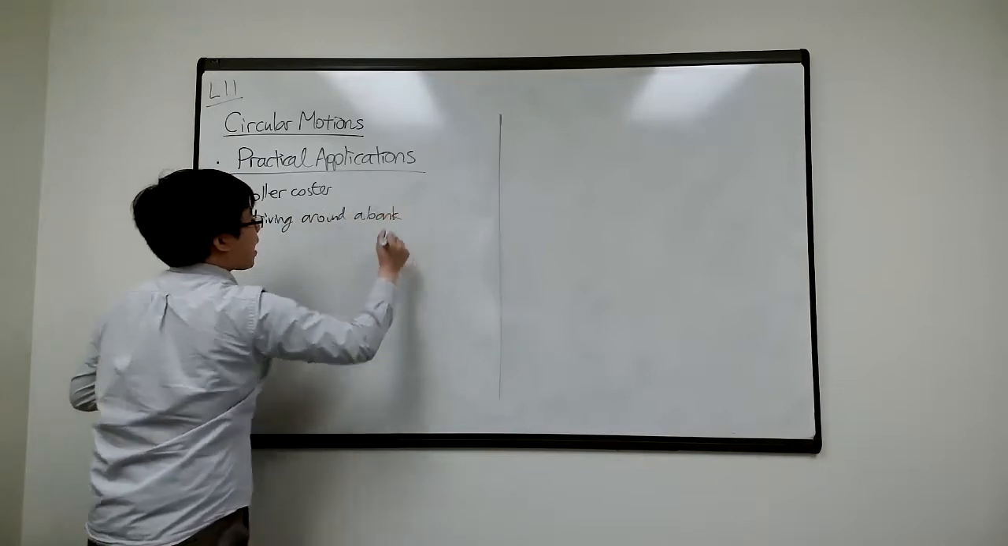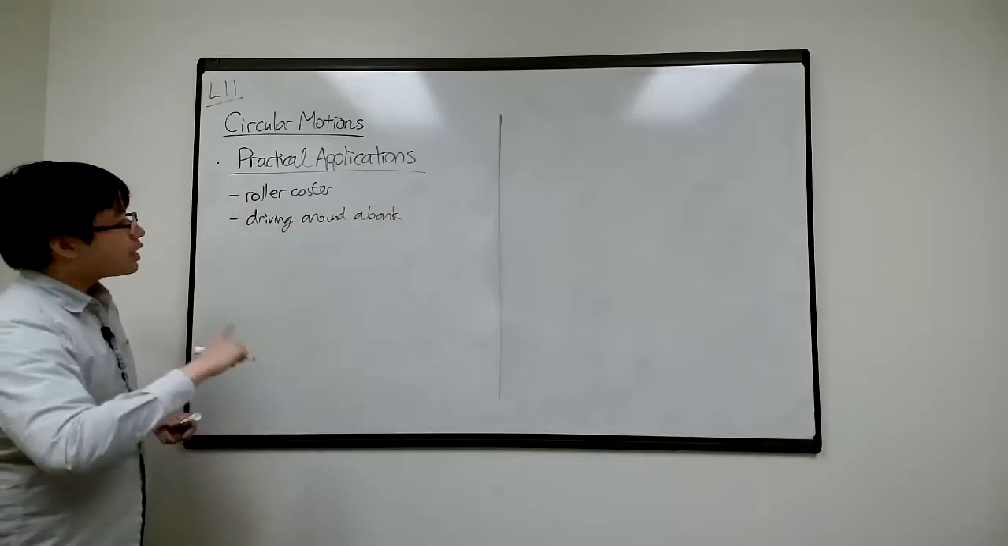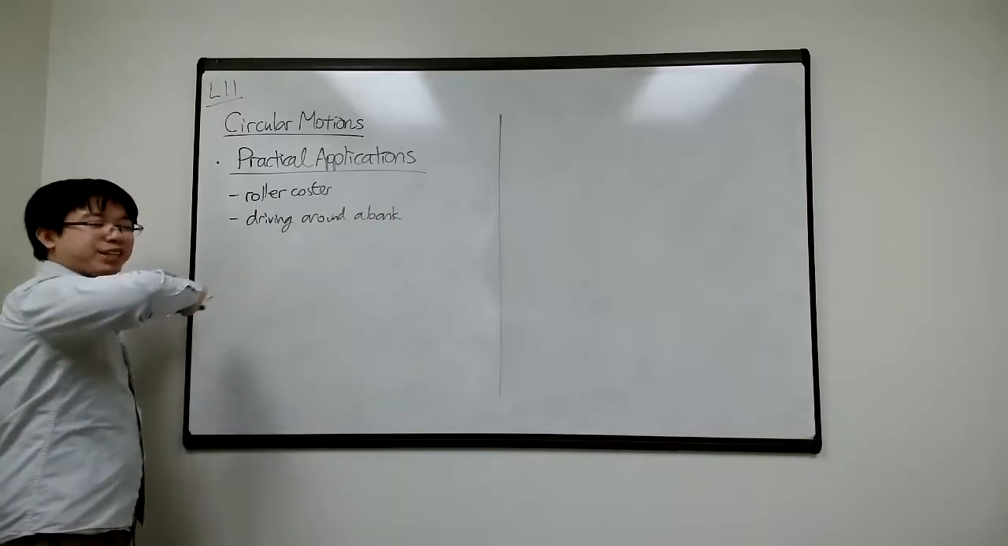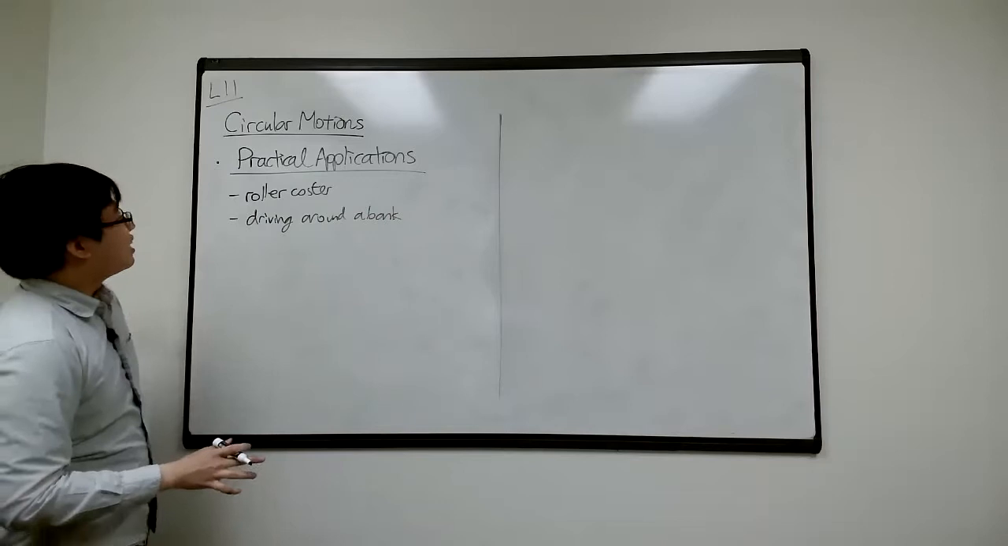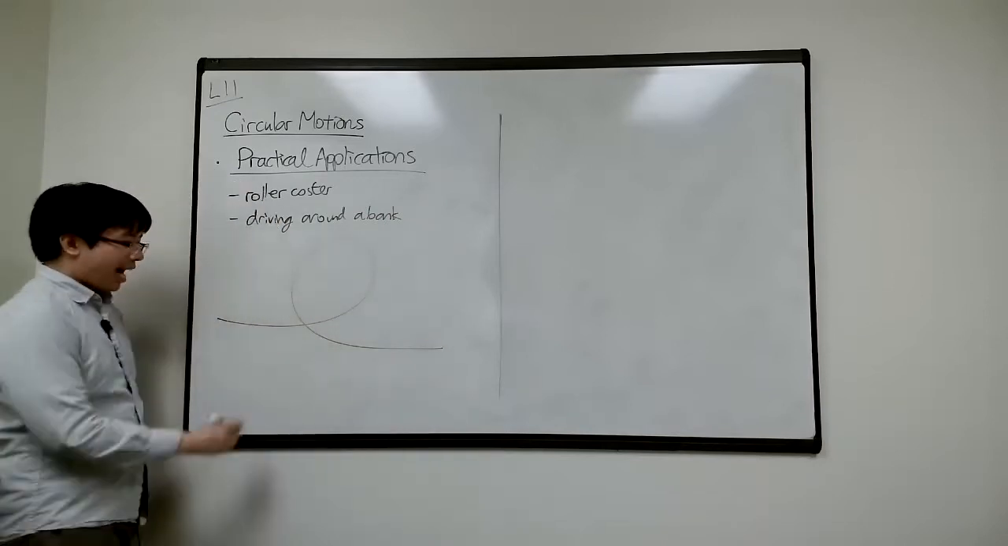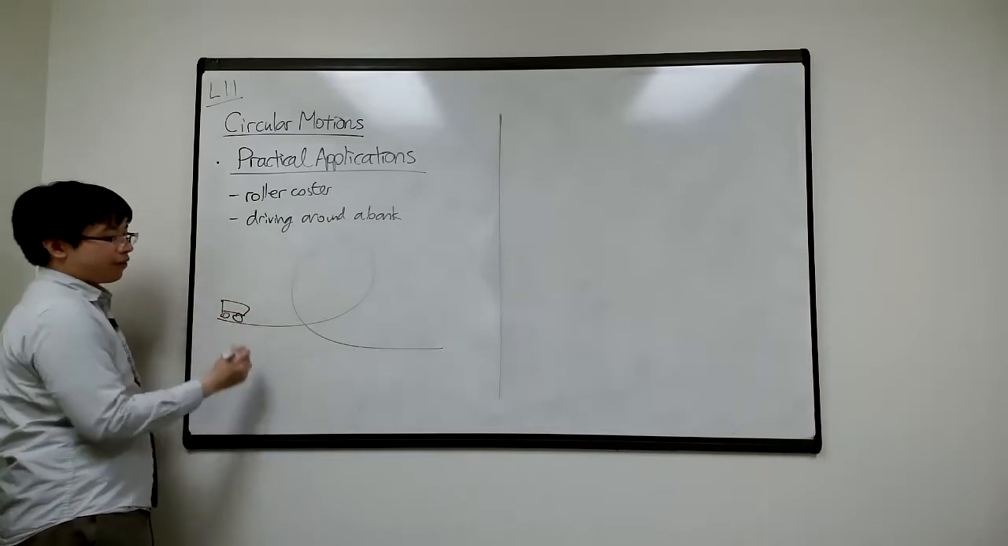Okay, and by driving around a bank, I don't mean the bank robber going around to withdraw money. What I mean is it's going around a curve, and it's a bank curve. Okay, so in a roller coaster case, right? So this is a very standard track you have. So what's going on over here?